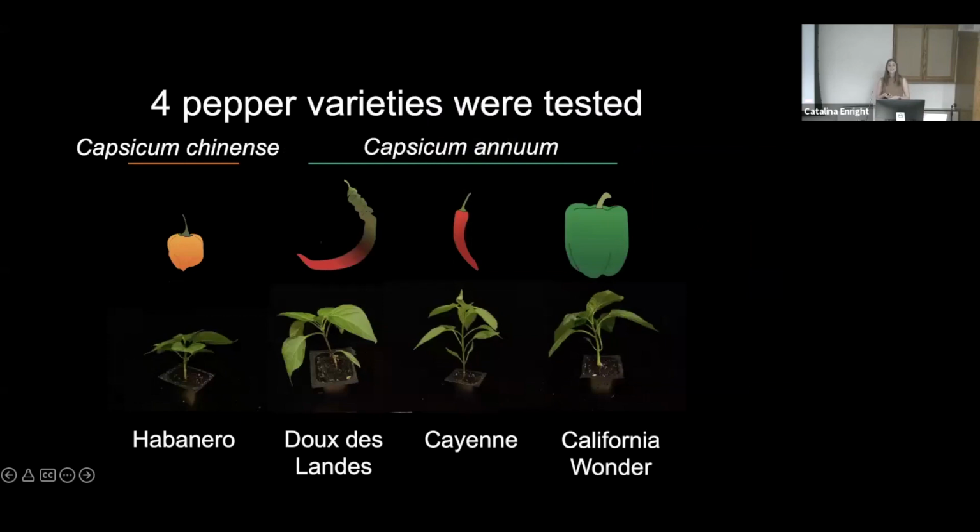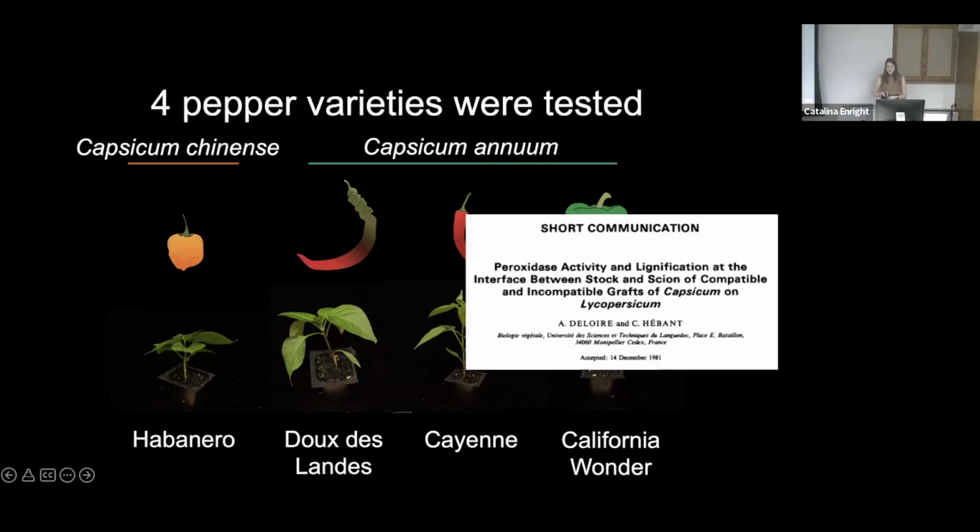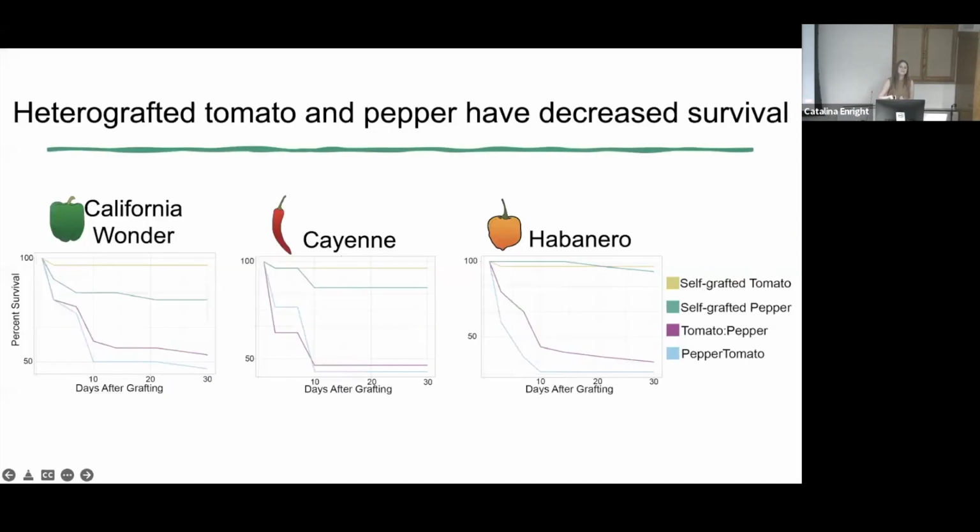And so I wanted to see how consistent this system was across varieties. So I tested habanero, Doux des Landes, cayenne, and California Wonder. These are plants from 2 different species of pepper. And I chose habanero, cayenne, and California Wonder because they're representatives of economically important peppers. And I chose Doux des Landes because I have beef with this paper. So 40 years ago, this paper was published, and it actually lists Doux des Landes as a compatible graft partner to tomato. So I was really interested to see if this would hold up.